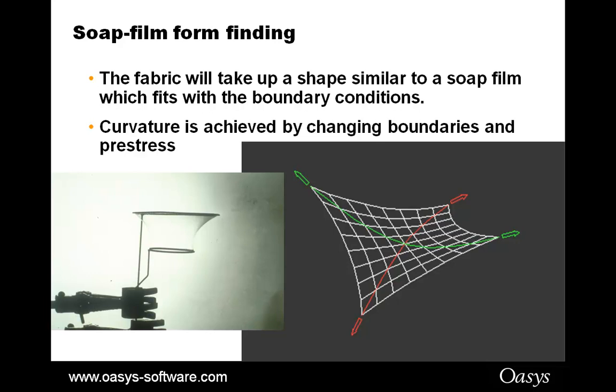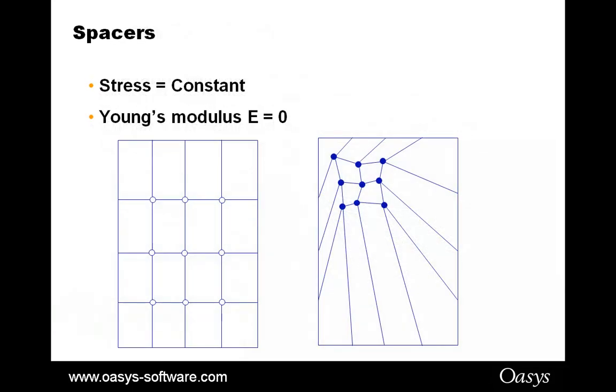Now, the soap film you can imagine as a bubble, the cables you can imagine as elastic bands. During the form finding, these elements have a constant stress and zero stiffness, which means that the nodes are free to move around. This means that to keep the structure under control during the form finding, we need to add in these special elements called spacers, which do, as the name suggests, keep the nodes spaced out.